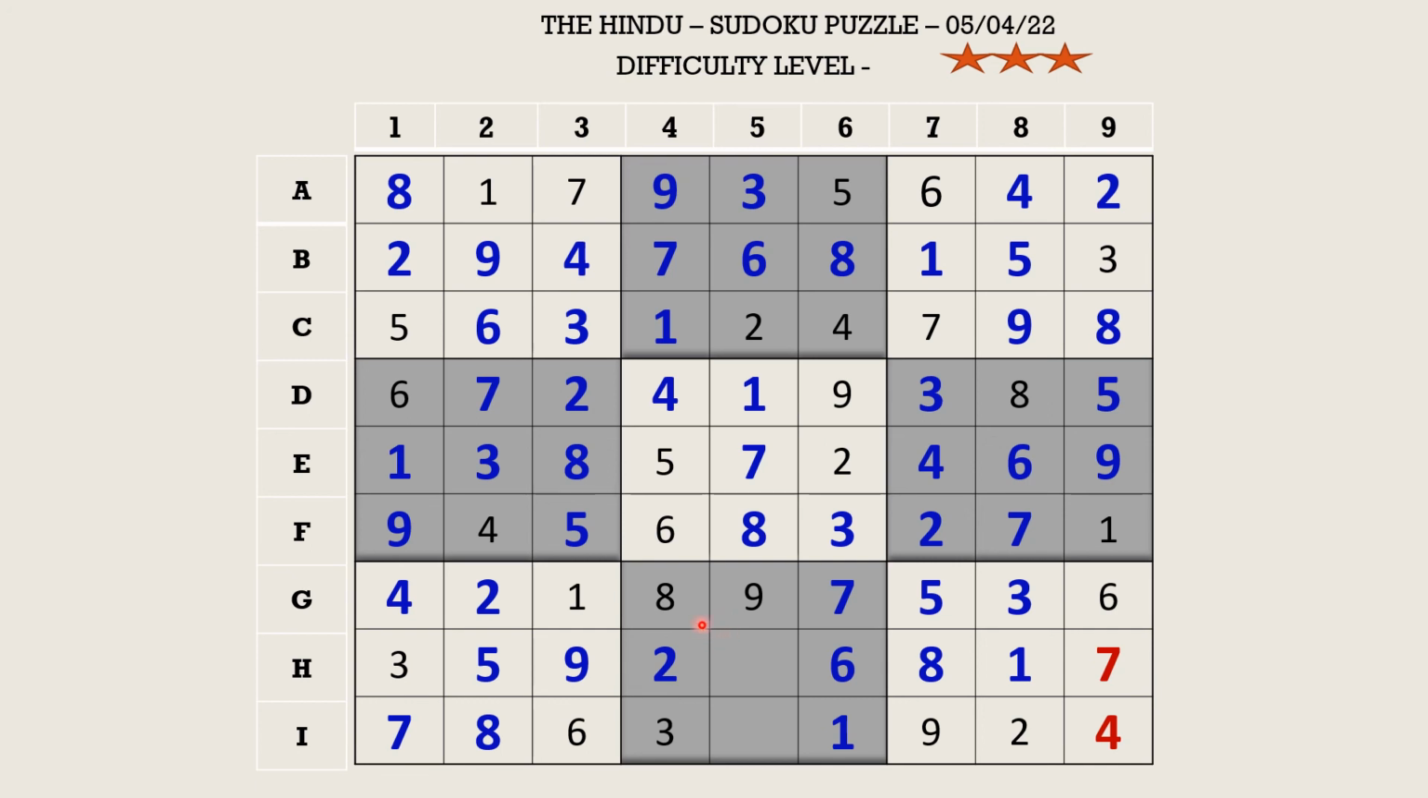So in this block, there is only 2 empty cells and the missing numbers are 4 and 5. There is 5 here. So H5 takes 4 and I5 takes 5 and the puzzle is solved.